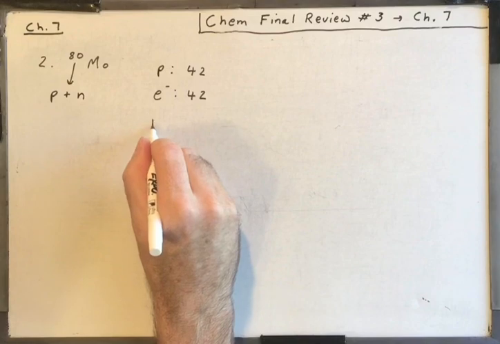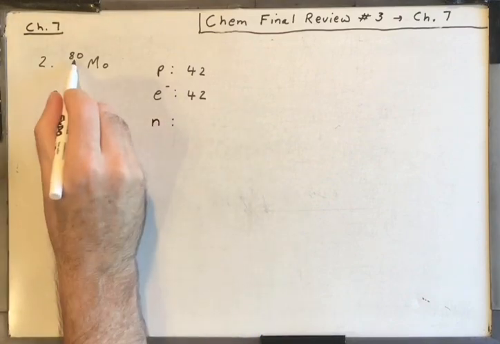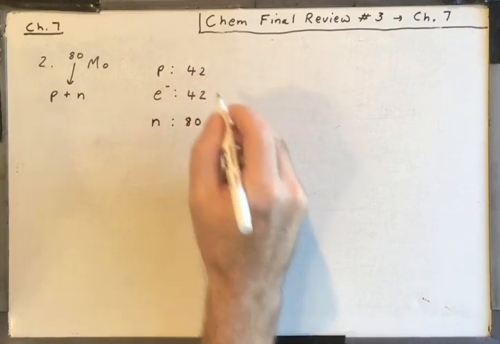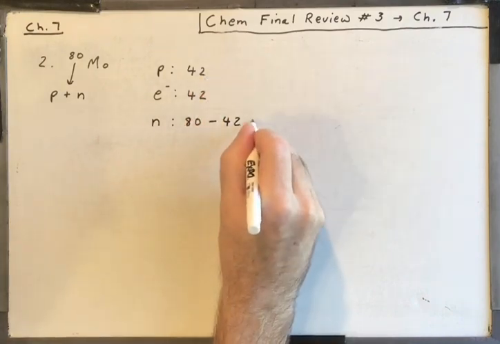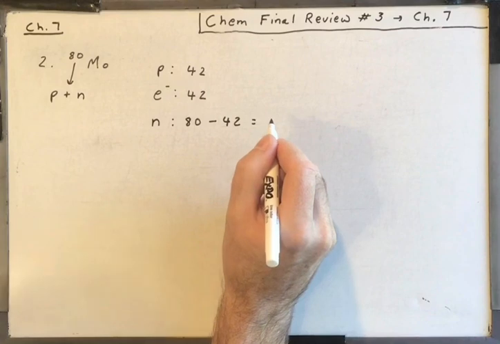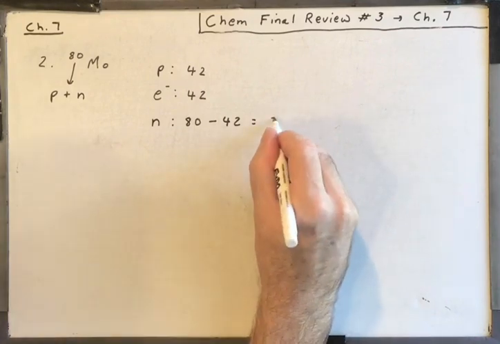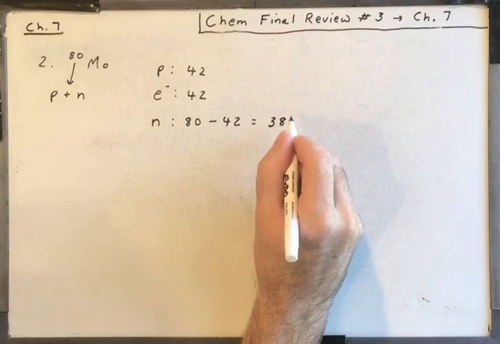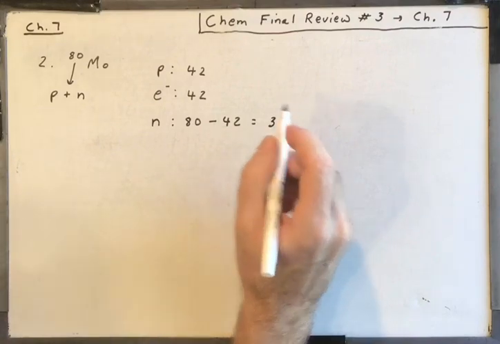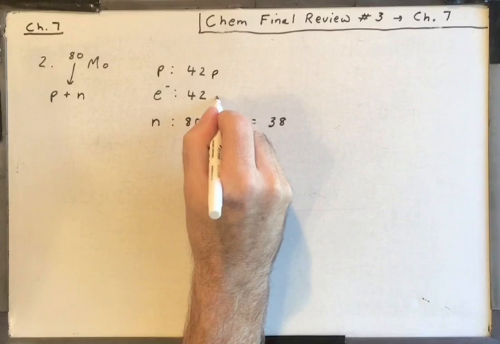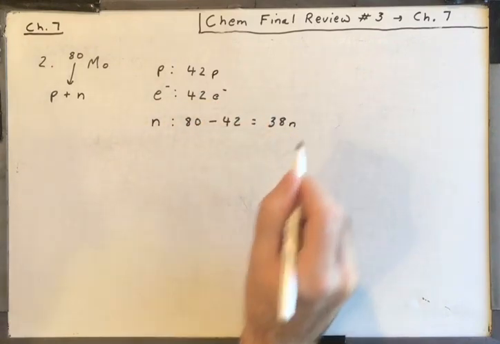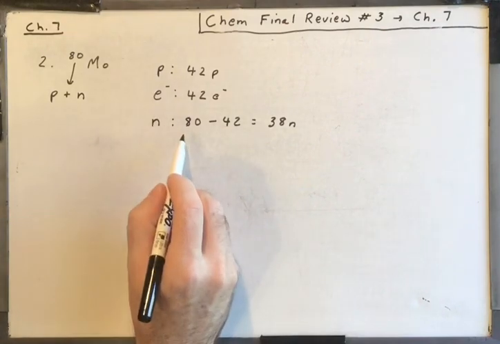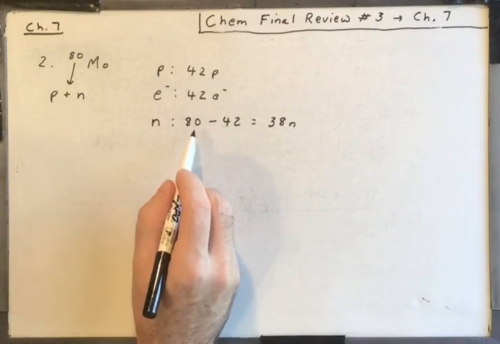How do you get how many neutrons? You take this number, 80, and subtract the number of protons, 42. All right? And that is going to give you 38. So that is all there is to it. 42 protons, 42 electrons, and 38 neutrons. Okay, that's definitely one you do not want to miss. Such easy points on the final exam.